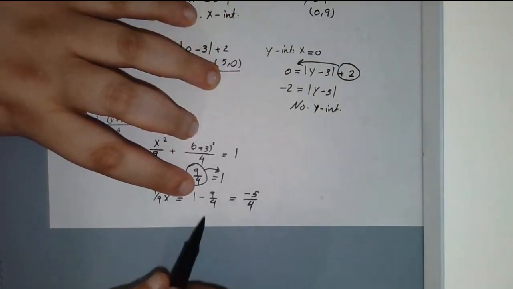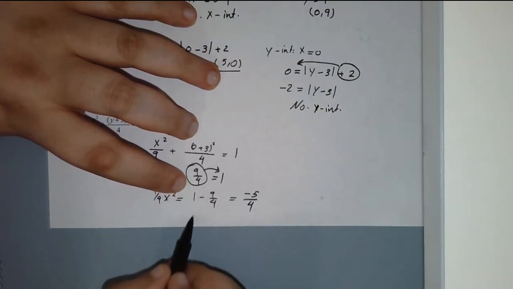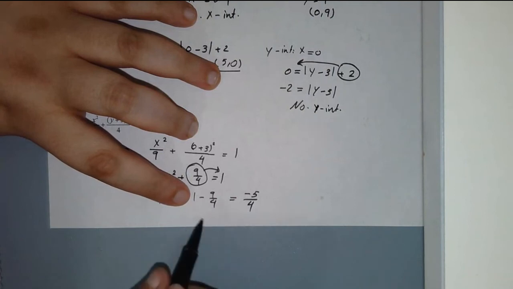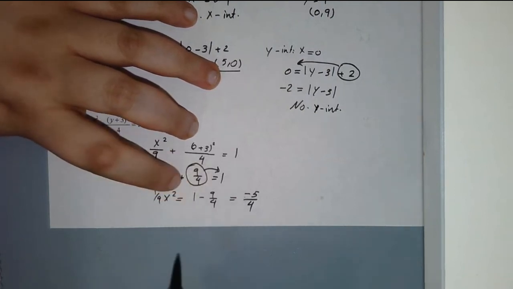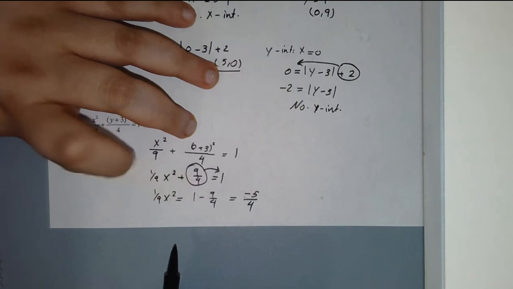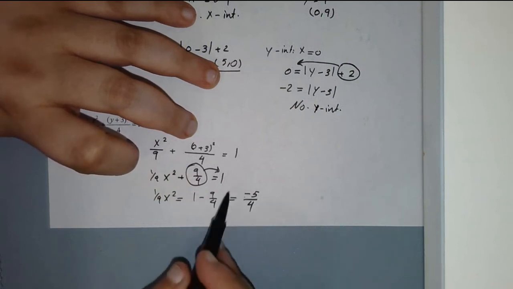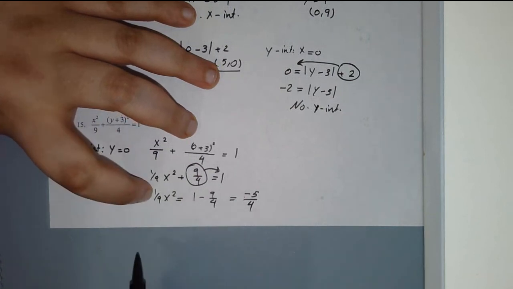If you didn't follow that one, simply turn the 1 into 4 over 4, just to have the same denominator, right? 4 over 4. And then 4 minus 9 gives you negative 5 on top. The denominator is the same. Yes? So 4 minus 9 is negative 5, and the bottom is unified, so it's just 4. So was it good? So now we have negative 5 over 4 on this side, and we have 1/9 times x squared.